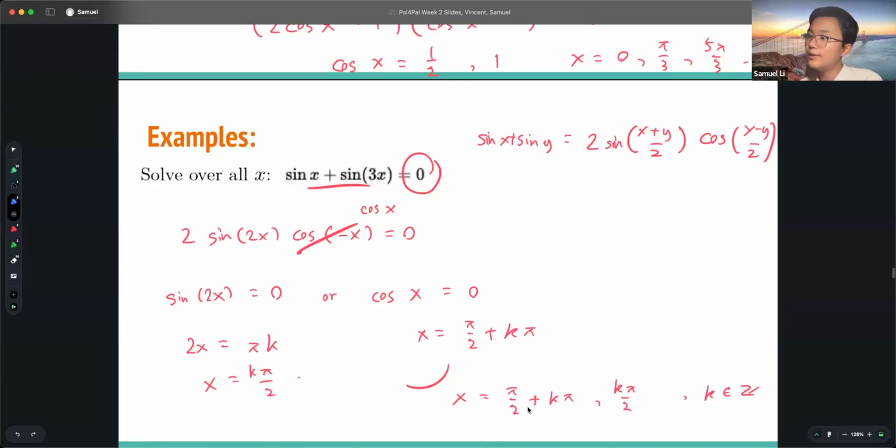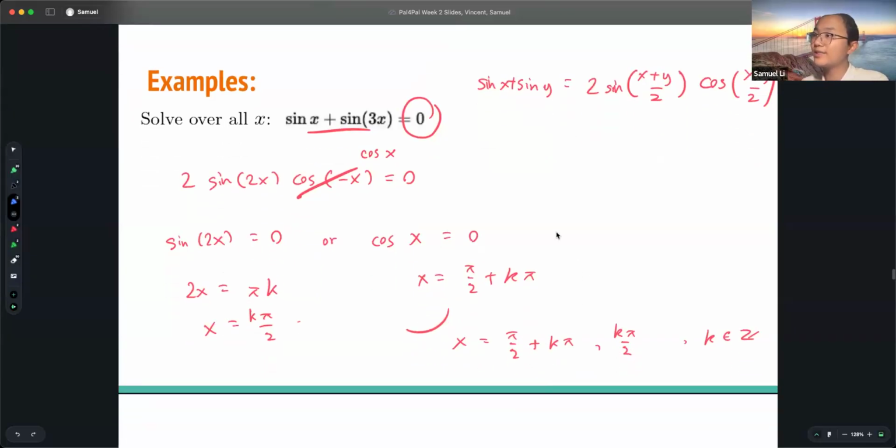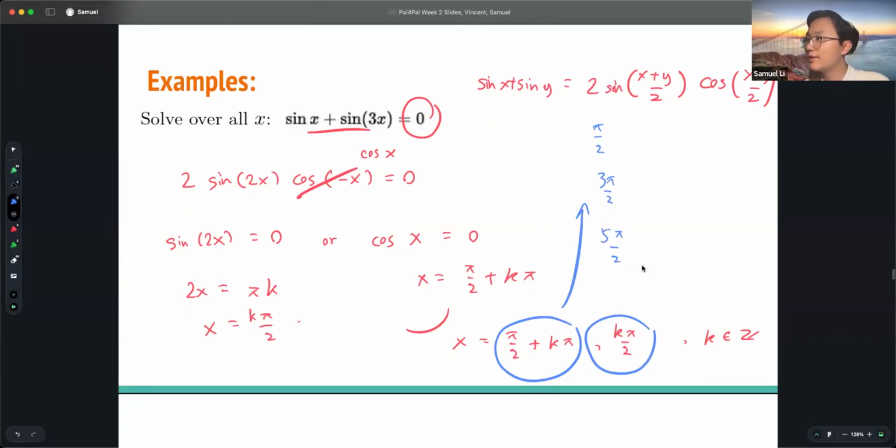So if we were to list out some of these solutions here, we'll start off with this one right over here. If we plug in various values of k, we see that this is pi over 2, 3 pi over 2, 5 pi over 2, and so on. And if you were to list out these ones right over here, you get pi over 2, pi, 3 pi over 2, 2 pi, 5 pi over 2, and so on.